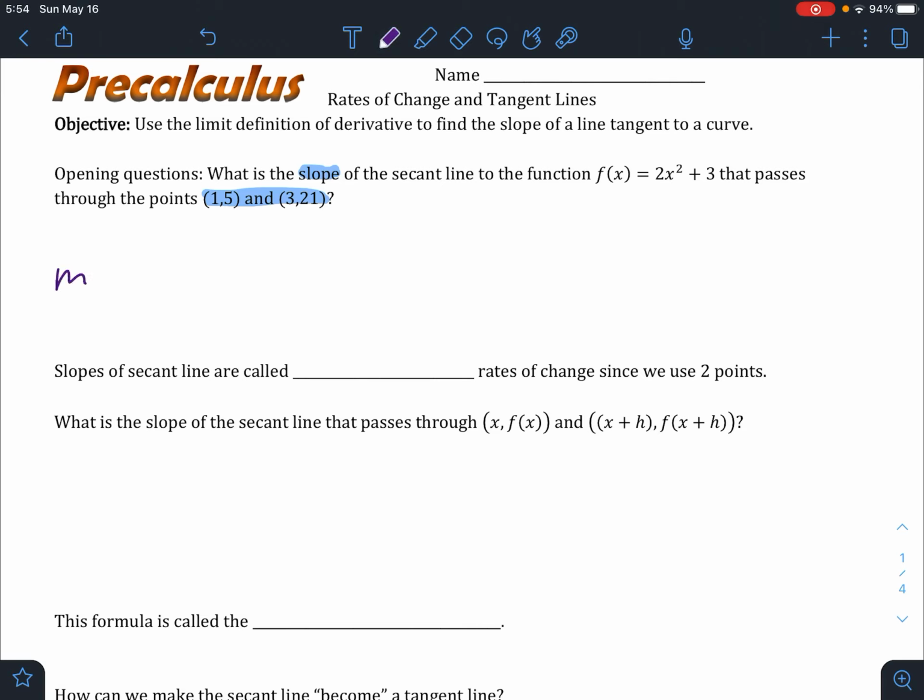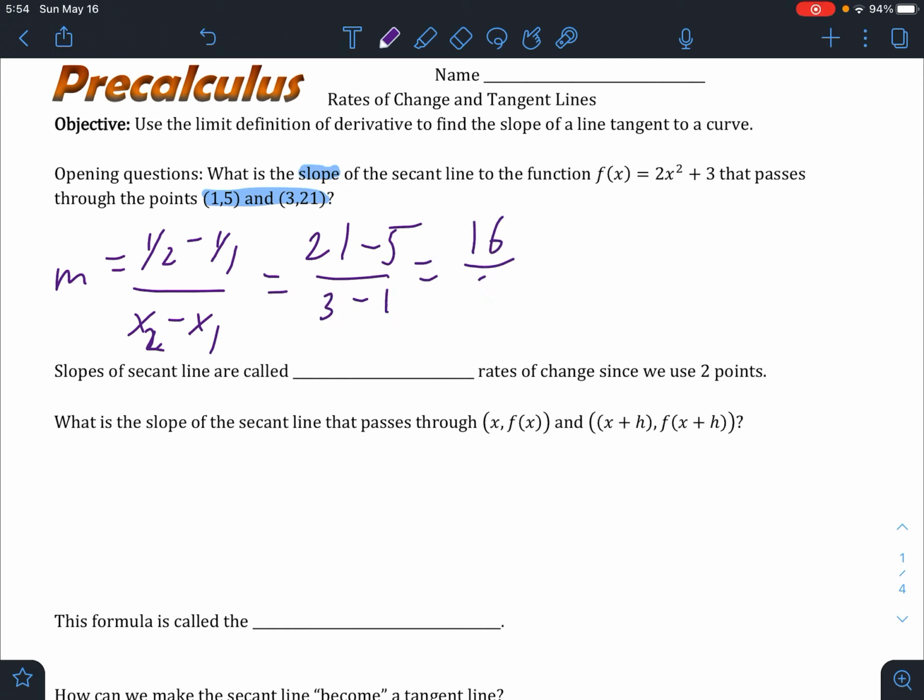If you remember from your Algebra 1 days, the slope formula is y minus y over x minus x. So in this case, it's 21 minus 5 over 3 minus 1, or 8. So the slope of the line that passes through those 2 points is 8. Slopes of secant lines are called average rates of change because we're using 2 points. So we're finding the average slope between those 2 points.